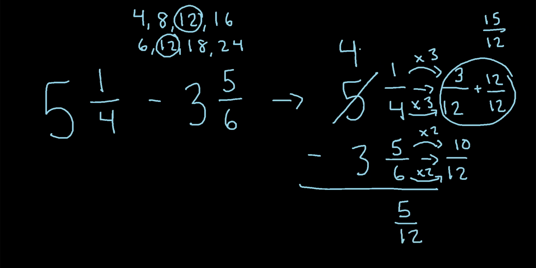And then lastly, we have 4 minus 3, which is 1. So here's our final answer, 1 and 5/12. So 5 and 1/4 minus 3 and 5/6 is 1 and 5/12. So those were just two different examples of how you can subtract mixed numbers with unlike denominators.